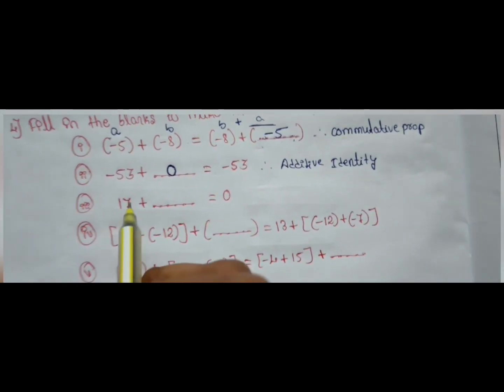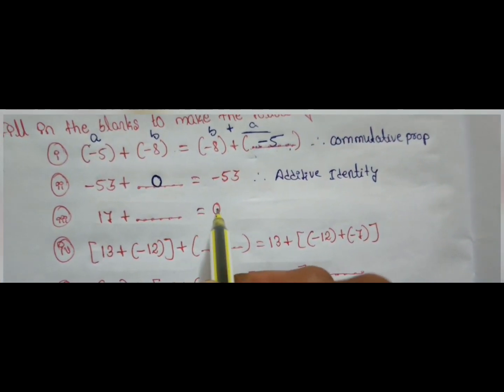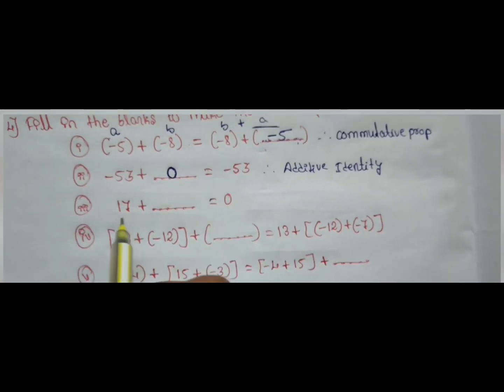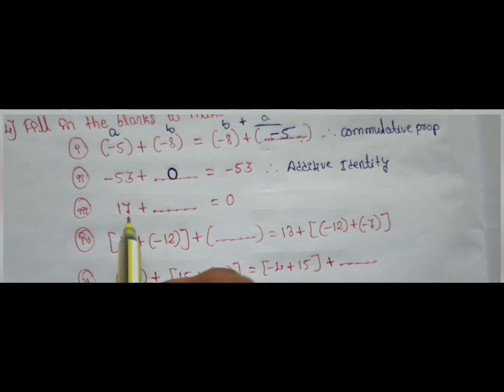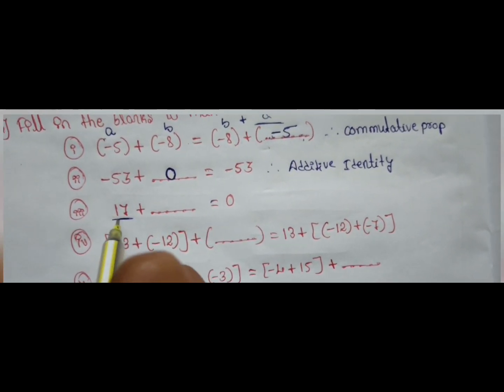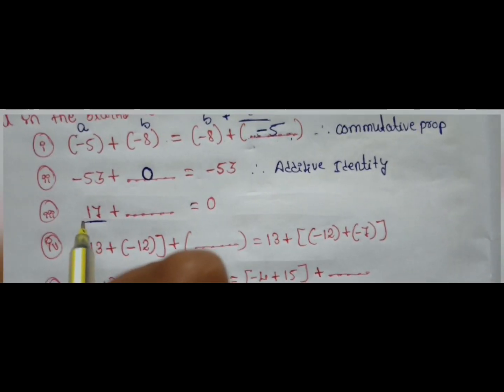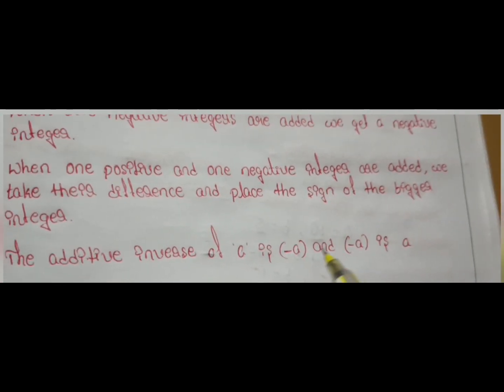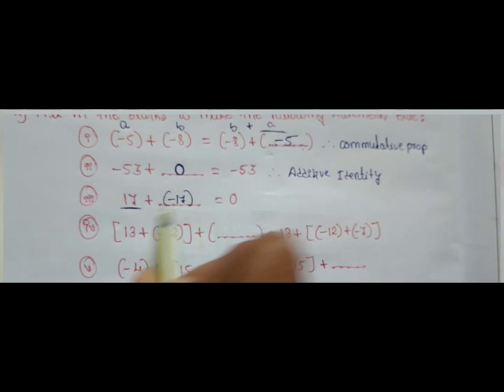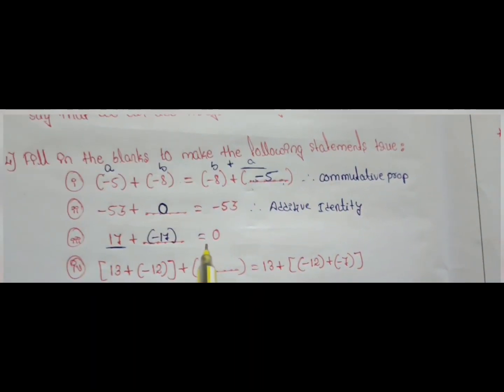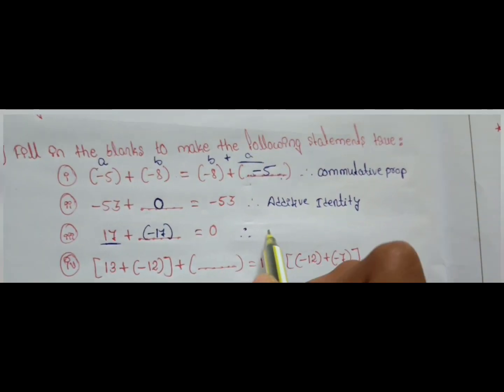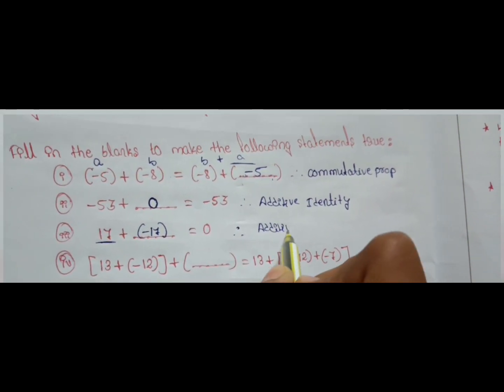Next question. 17 plus dash is equal to 0. So to get 0, which number we have to add? We have to add the additive inverse of this number. At the beginning of the class I told some basic properties. See, the additive inverse of A is -A and of -A is A. So the additive inverse of 17 is -17. So 17 plus -17 is equal to 0. Here we applied additive inverse.